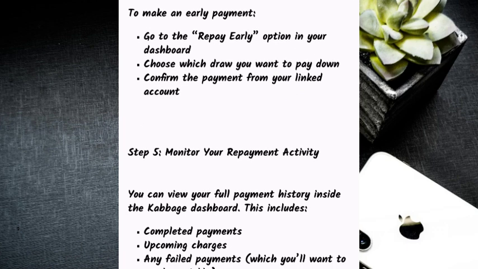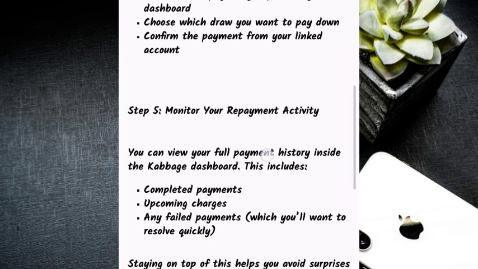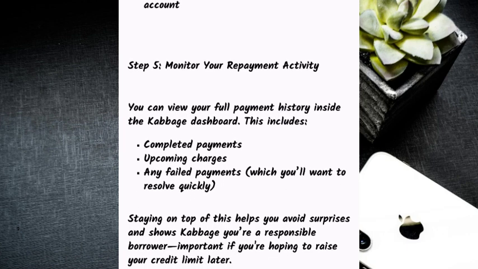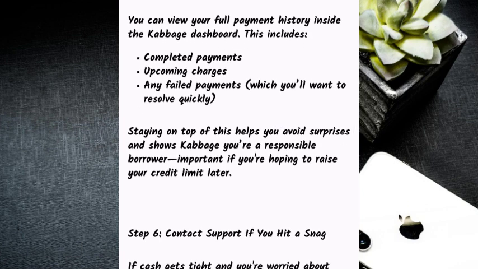Step 5, monitor your repayment activity. You can view your full payment history inside the Kabbage dashboard. This includes completed payments, upcoming charges, and any failed payments. Staying on top of this helps you avoid surprises and shows Kabbage that you're a responsible borrower, which is important if you're hoping to raise your credit limits faster.